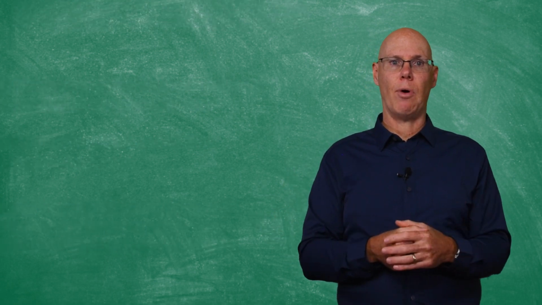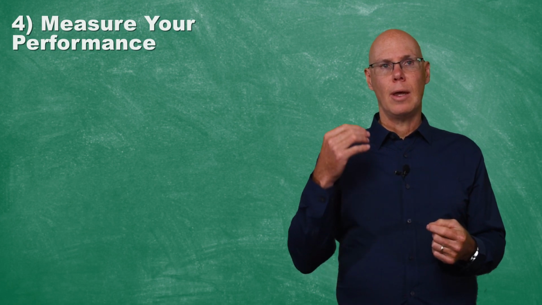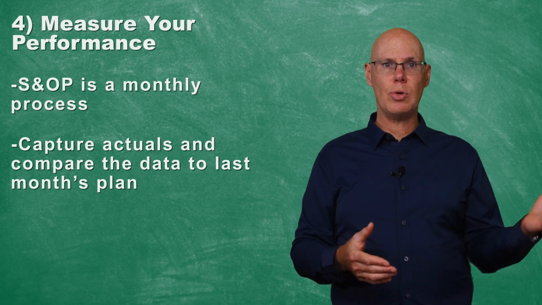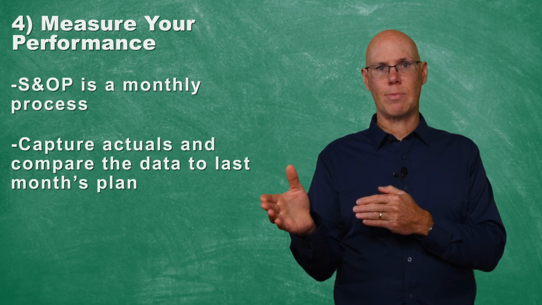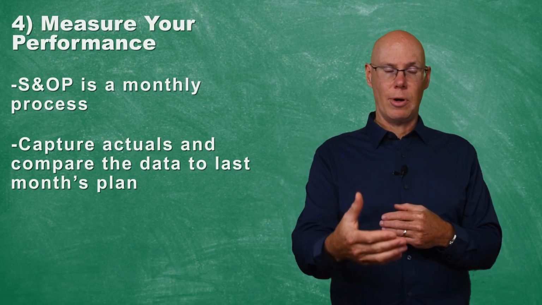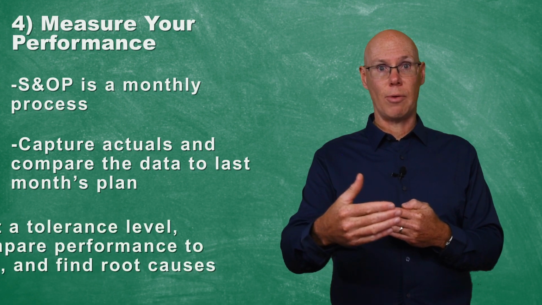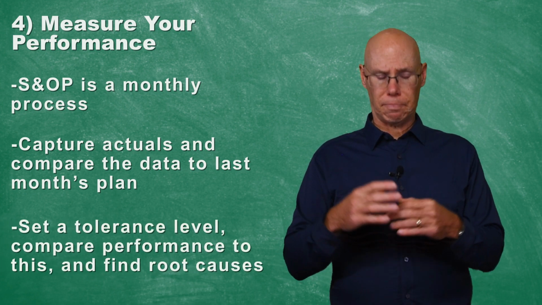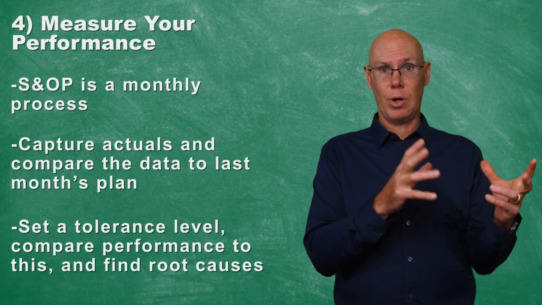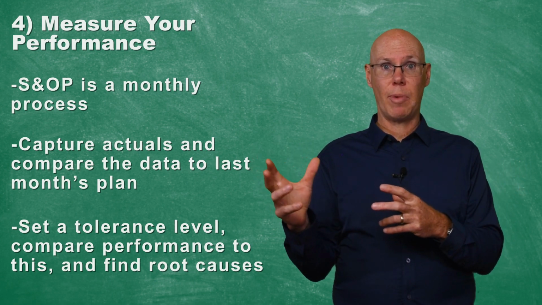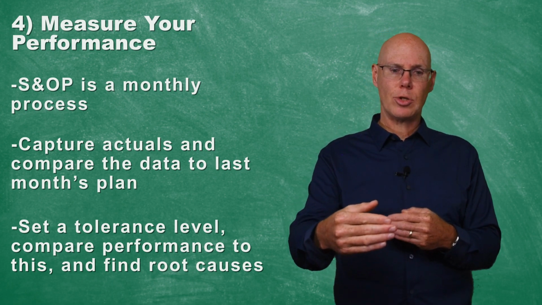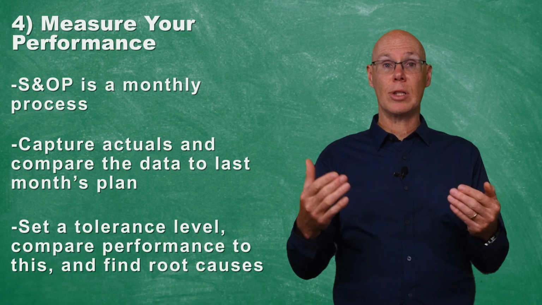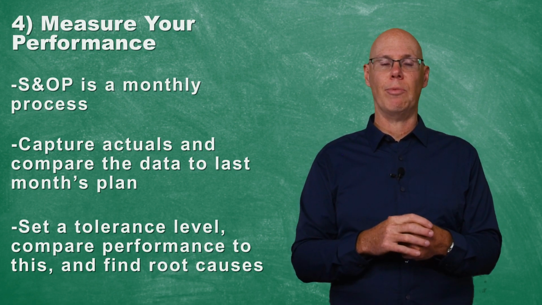Which brings me to really number 4, which is measuring your performance. S&OP is a monthly process. Every month you capture your actuals and you can use these to measure your performance. You compare your actuals to your last month's plan. If you're in tolerance, so establish a tolerance level, then you don't need to worry about what we have to do in terms of improving our plan. But if you're out of tolerance, you should be driving to a root cause. That root cause should be circled back into the process and be driving continuous improvement.